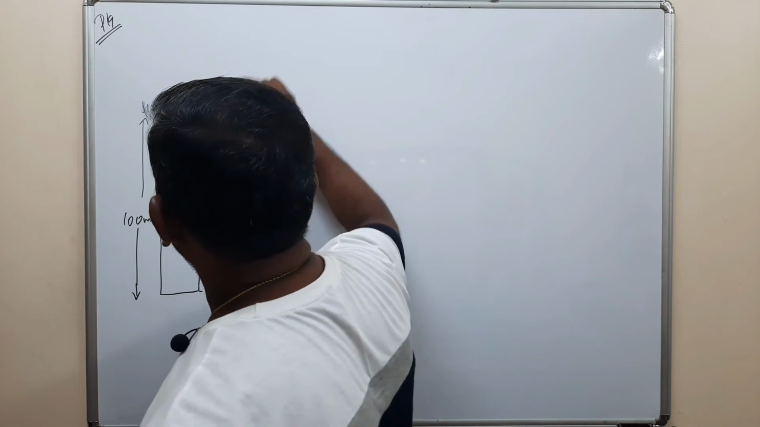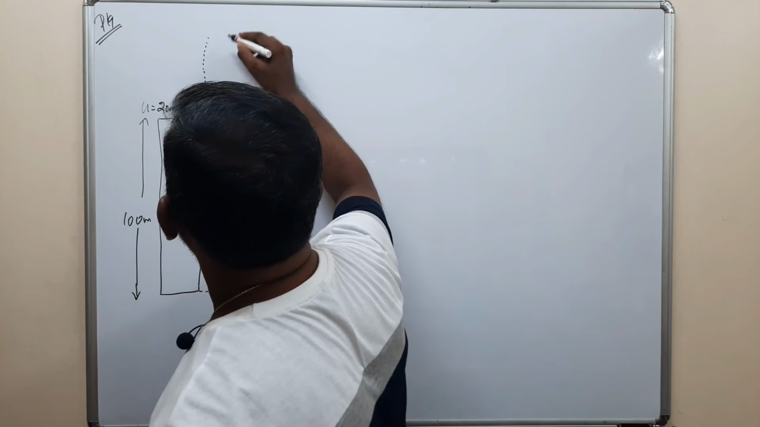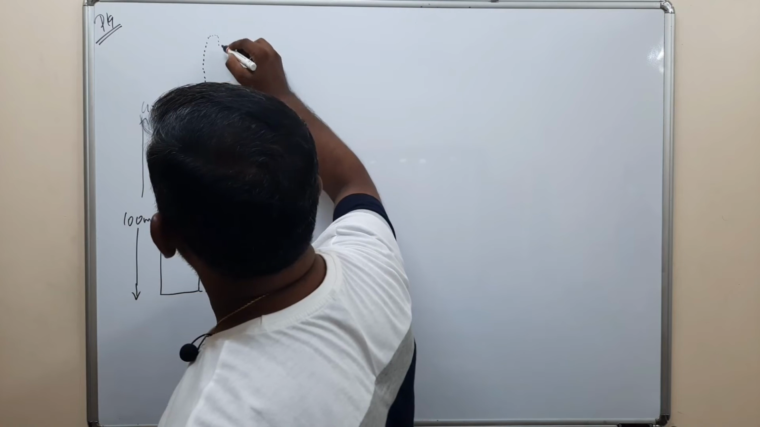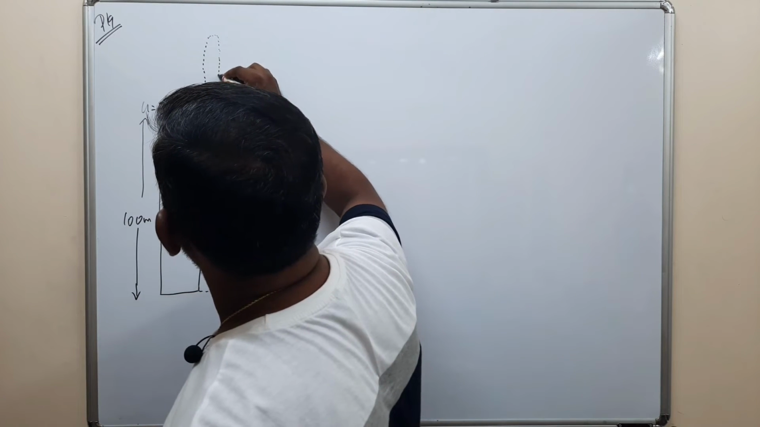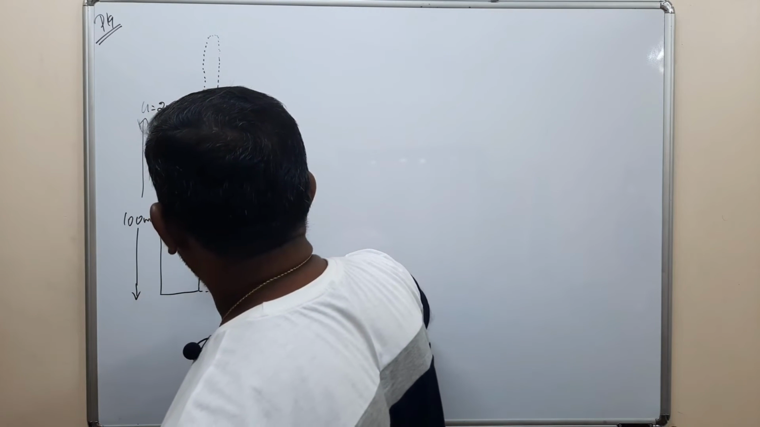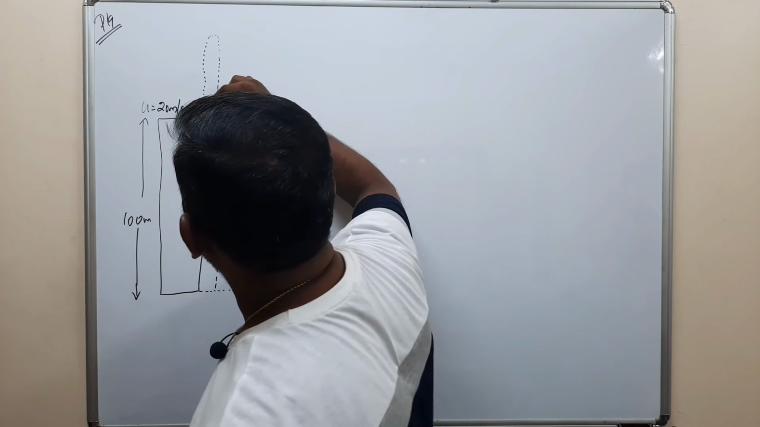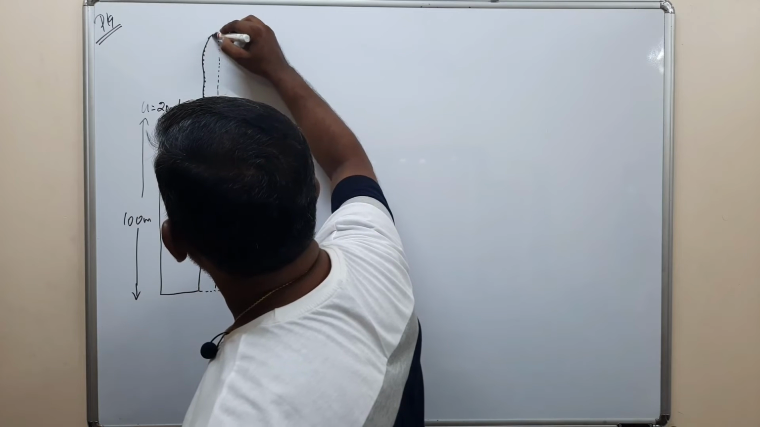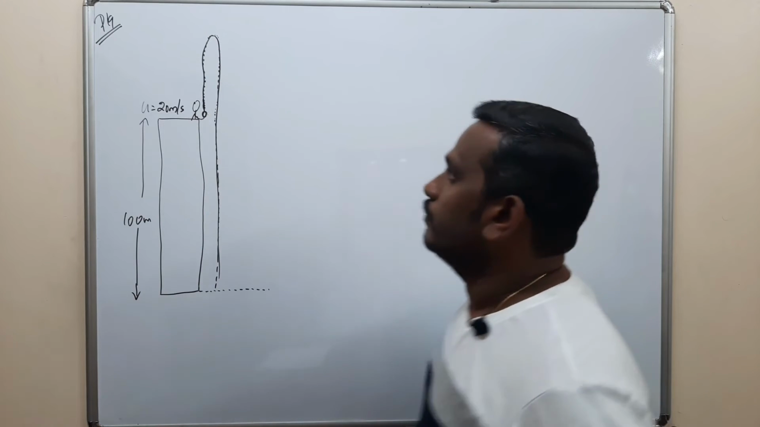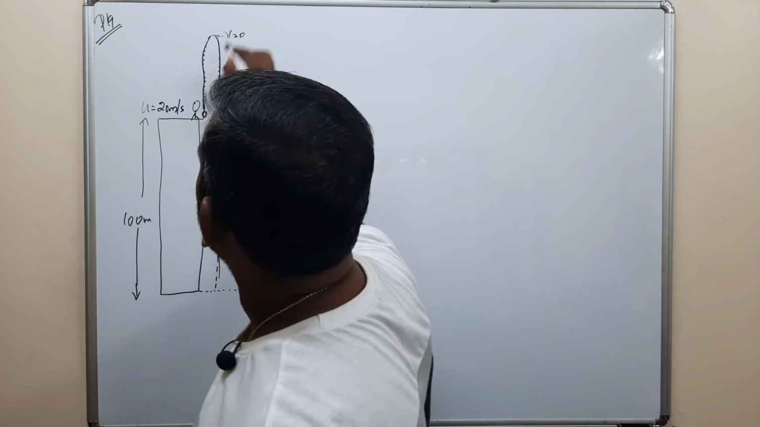So what is the trajectory of the ball? The ball goes upwards and reaches a maximum height. At that point, the velocity of the ball becomes 0. It comes back to the original position and reaches the ground. So this is the trajectory of the ball. At the top, the velocity is equal to 0.